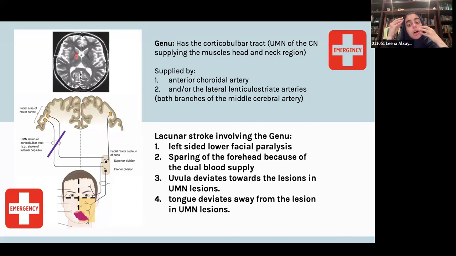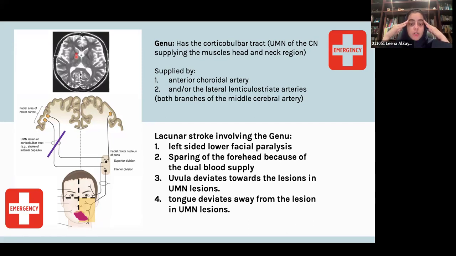You will have lower facial paralysis, and then for the uvula and the tongue, you will have a special presentation. What is it? As we said, this is spastic type of paralysis. Okay, so if it's spastic, the uvula will deviate towards the lesion, while the tongue will deviate away from the lesion. Why? Now you're going to get confused.